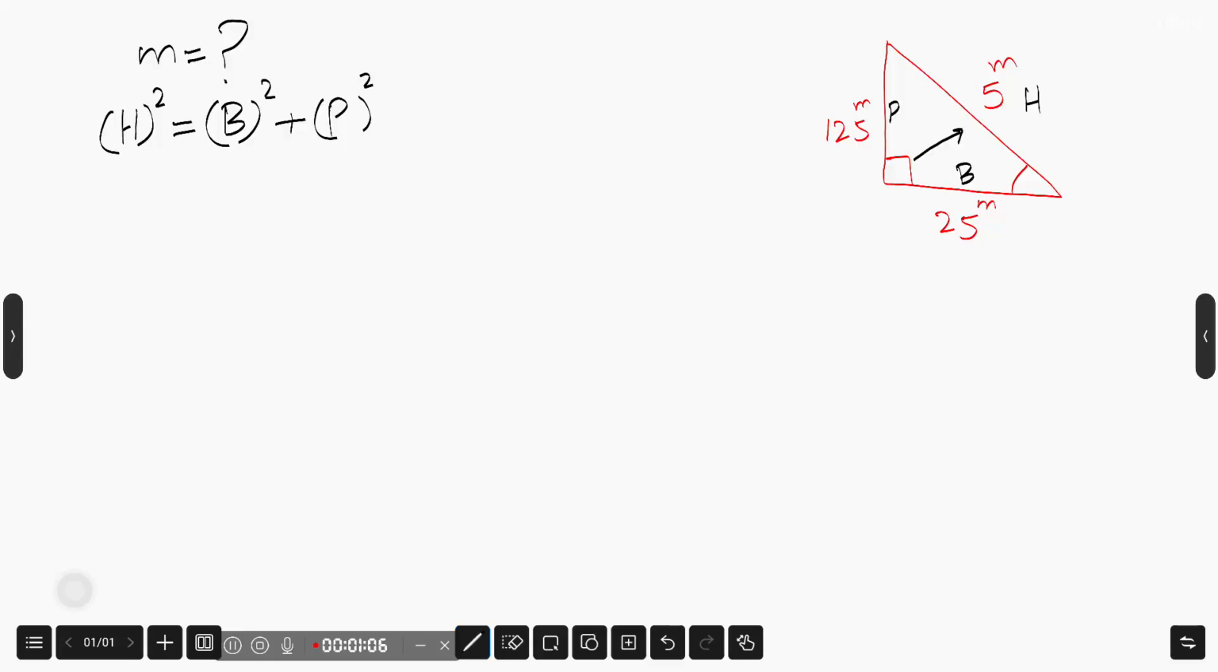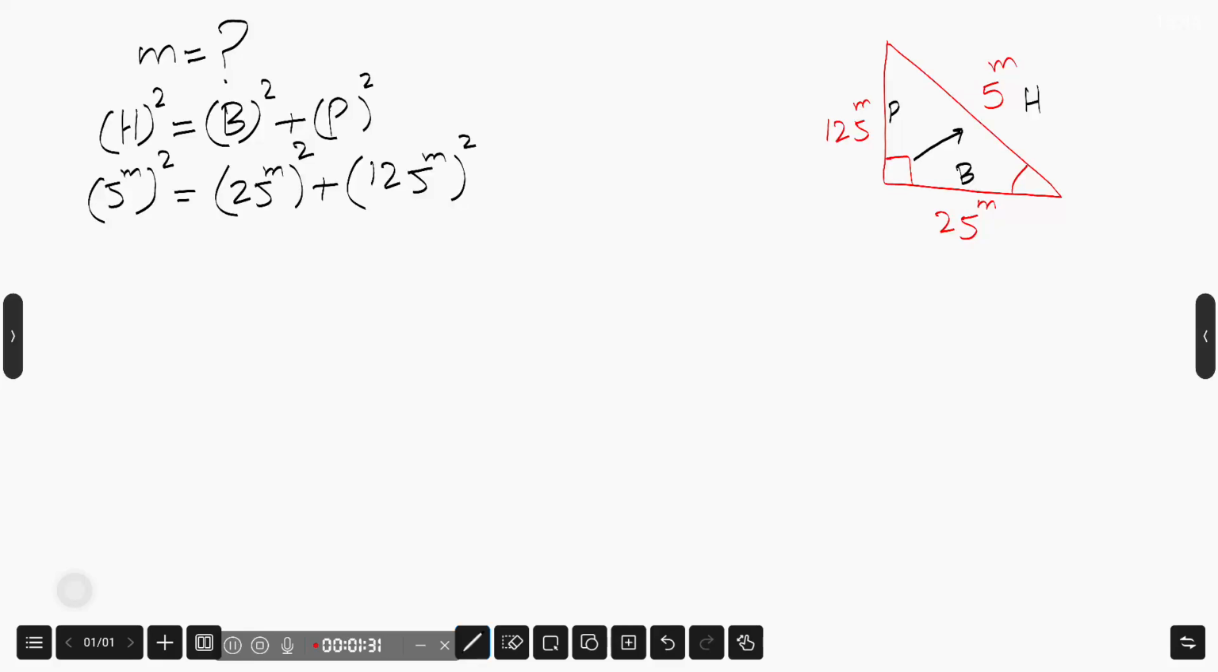So here our hypotenuse is 5 to the power of m. We substitute it here: 5 to the power of m whole square equals, our base is 25 to the power of m, and we write it as 25 to the power of m whole square, plus the perpendicular is 125 to the power of m and its whole square.